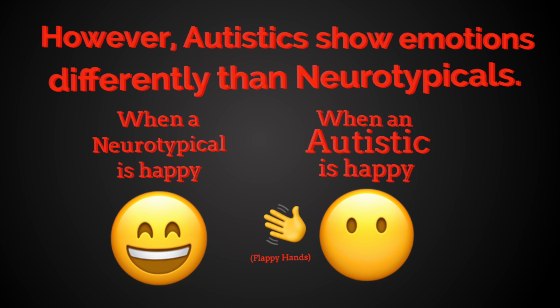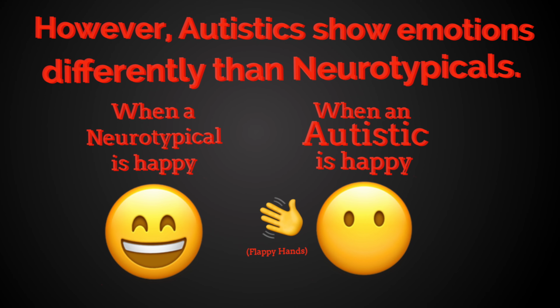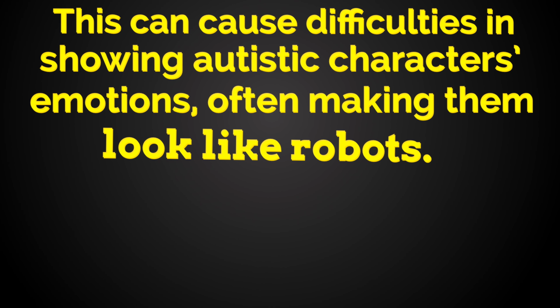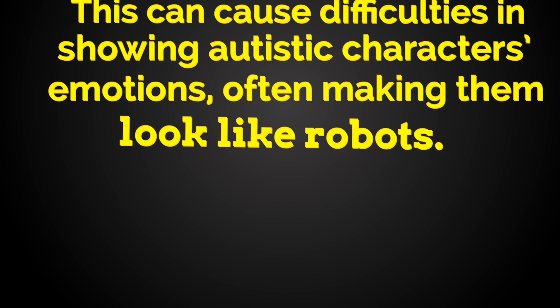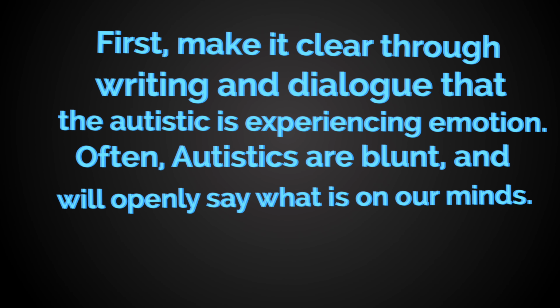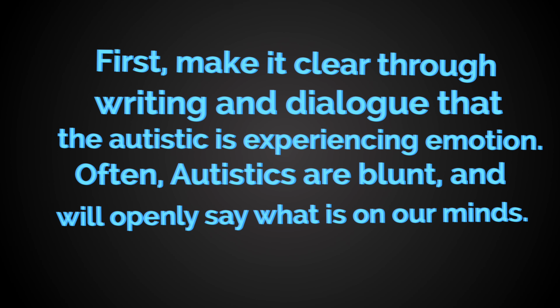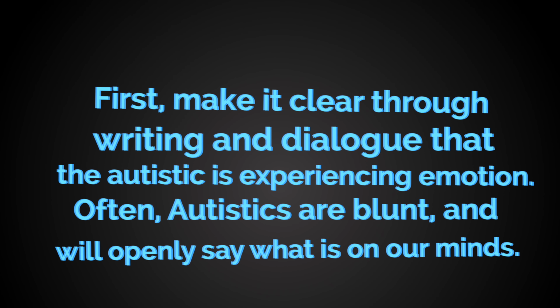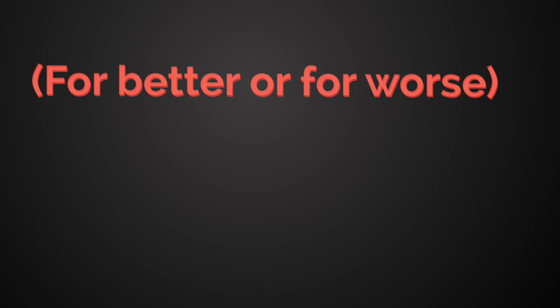However, autistics show emotions differently than neurotypicals. This can cause difficulties in showing autistic characters' emotions, often making them look like robots. But how do you avoid this? First, make it clear through writing and dialogue that the autistic is experiencing emotion. Often autistics are very blunt and say whatever's on our minds, for better or for worse.